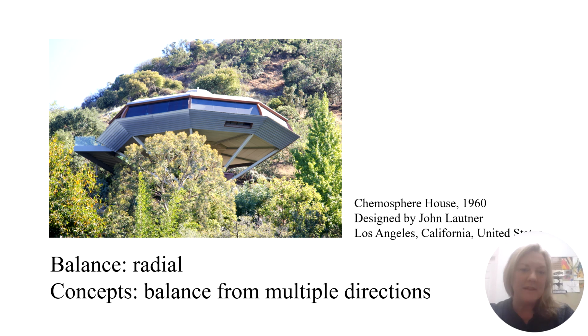Next, let's talk about radial balance. Radial balance is balance felt with relationship to radii, or we might think of spokes on a wheel. In particular, this house, designed by John Lautner in Los Angeles, California, is created using radial balance. Oftentimes, we feel balance from multiple directions. We might feel a movement as those spokes on a wheel turn in our viewpoint. And interestingly enough, John Lautner was one of the last architects to study under the famous American architect, Frank Lloyd Wright.